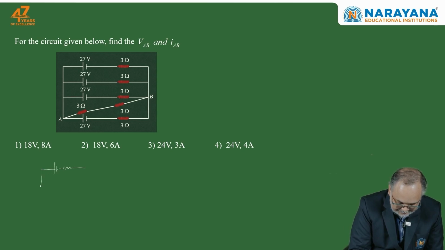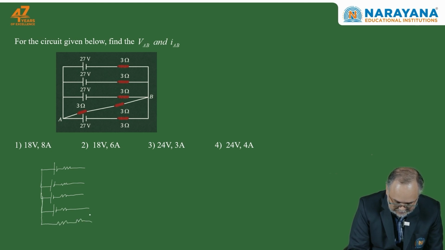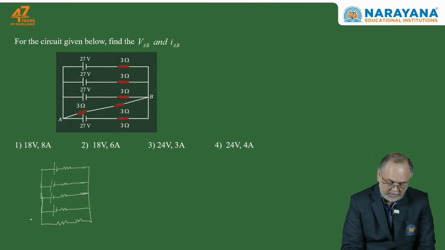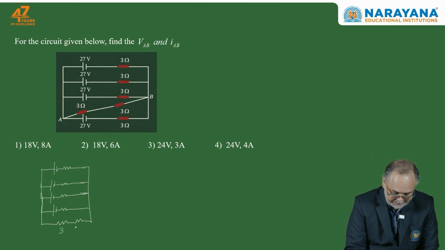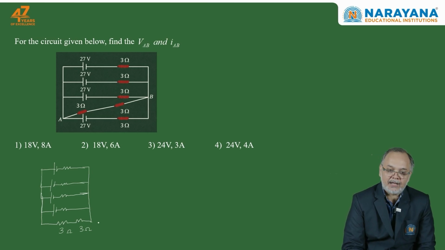One cell, second cell, third, fourth also we can connect here, and the two resistances here. So here we can see these four cells are in parallel.